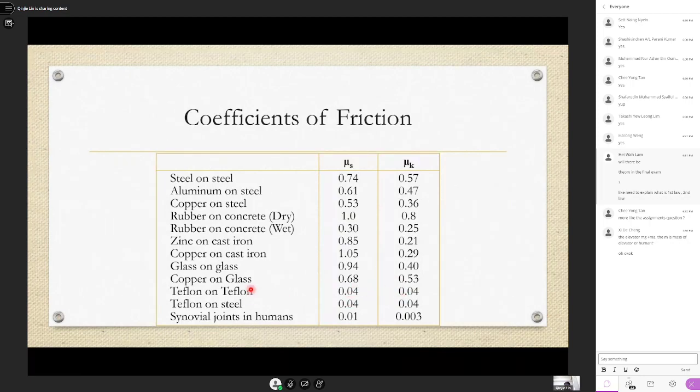And you know what Teflon is? Teflon is the material that you see on your non-stick pan when you fry dishes or fry egg. The black part there is Teflon, so very slippery. So mu s and mu k are the same. That means when you rub Teflon, and then you put water and rub it again, you should feel about the same. They feel as slippery as each other. They need to be slippery so that things will slide. So this is just some general values which you don't need to memorize.